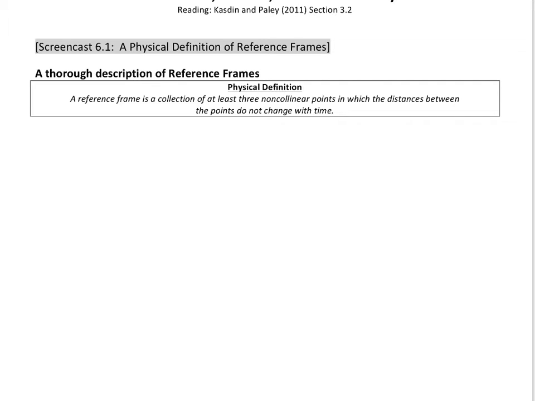And so first we have a physical definition of our reference frames, which says that a reference frame is a collection of at least three non-collinear points in which the distances between the points do not change with time. And so here are 3 points. We can call those points point O and P and Q. These points are not collinear, meaning that they're not in a straight line. So we couldn't have O, Q, and P all in one line. And then the second part of this definition says that the distances between these 3 points, between OP, between PQ, and between OQ, don't change.